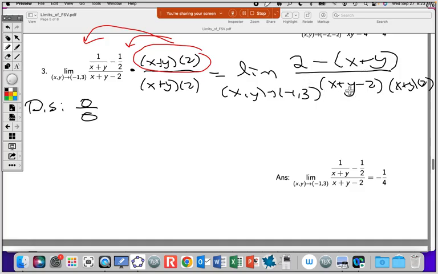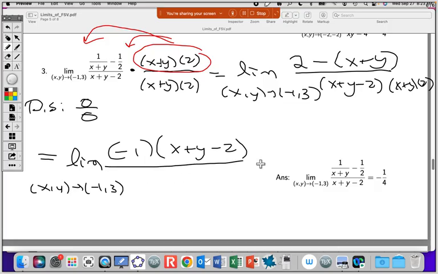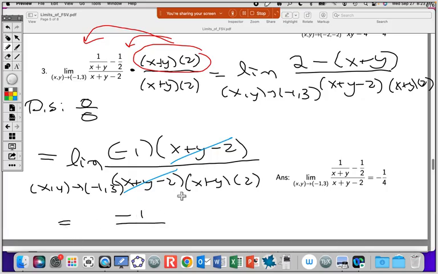And so we almost have that up here. We just have the exact opposite of that. So we could factor out a -1 from the numerator to get x plus y minus 2, and now we're all set to cancel that out. And now we can just substitute in what we've got here. We get a -1 over x plus y times 2, and that gives us a -1/4.